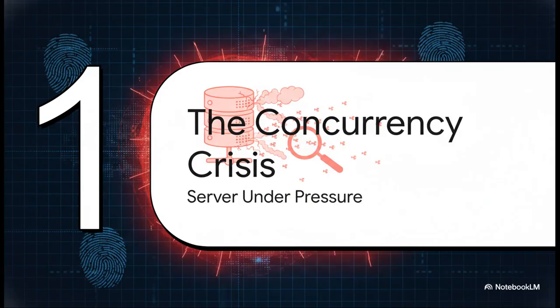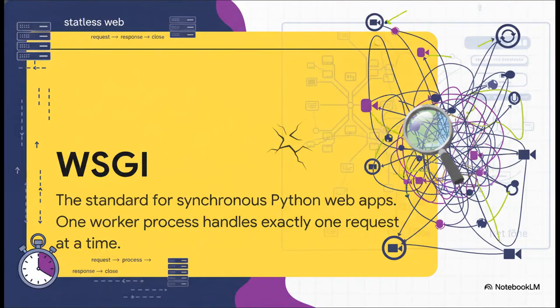Okay, first up, the concurrency crisis. Let's really get into the nitty-gritty here, examine the crime scene. What is actually happening under the hood of your server when it gets hit with thousands of these real-time connections all at once?